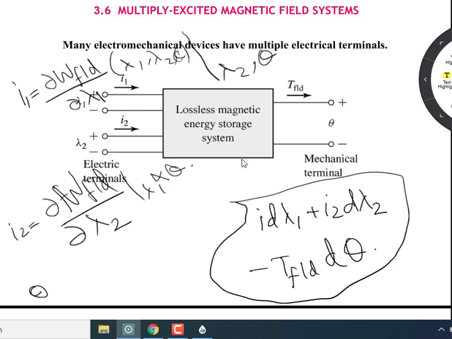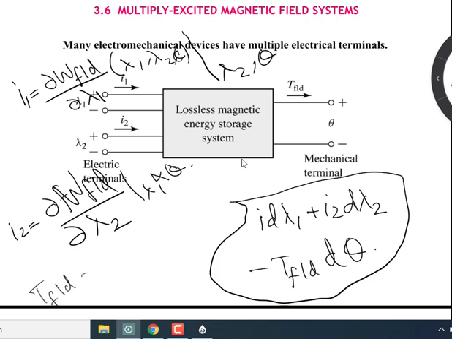Similarly our torque, not theta, torque can be found out by doing del W_field by del theta while keeping lambda 1 and lambda 2 constant. So here you get the essence of taking partial derivatives. Okay, sorry. Obviously it must be negative.